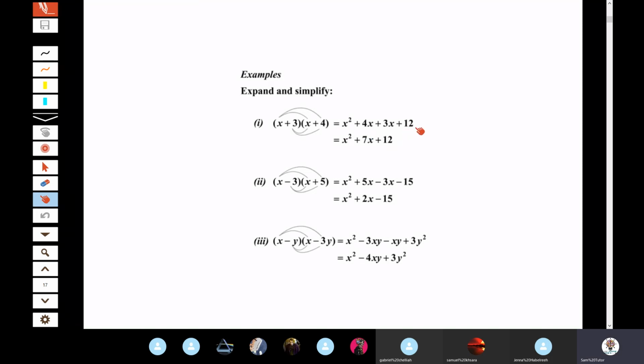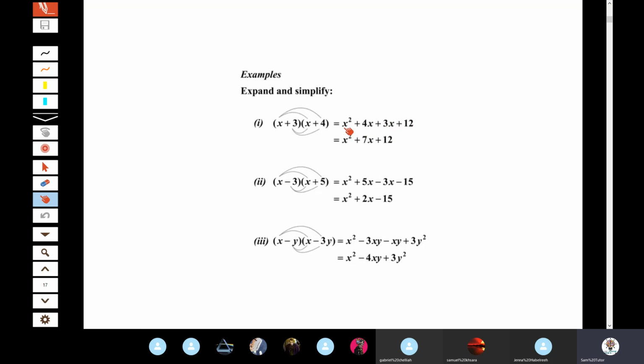Just look at that for a second. Look at that line. Anyone confused about that line? X times x, x times 4, 3 times x, 3 times 4. Anyone confused about that line? No, that makes sense.